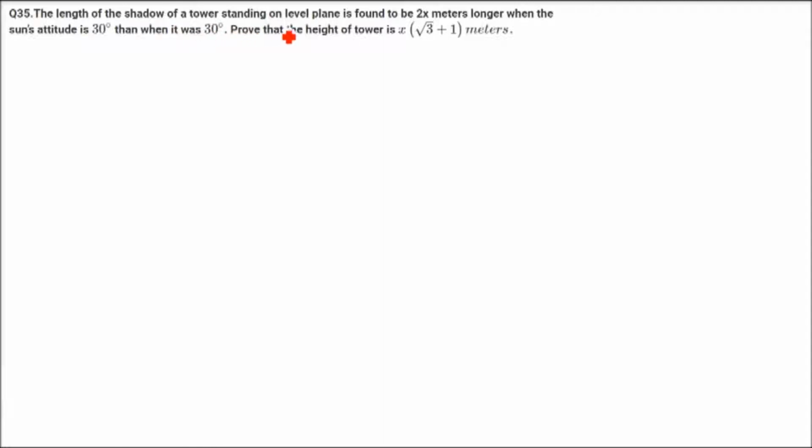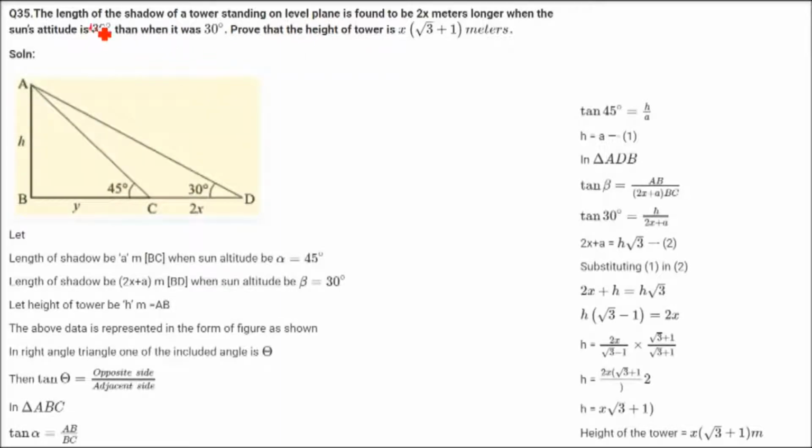The length of the shadow of a tower standing on a level plane is found to be 2x meter longer than when the sun's altitude is 30 degree. So there are two angles actually. It is 45 degree when it was 30 degree. Now prove that the height of the tower is x root 3 plus 1 meters.